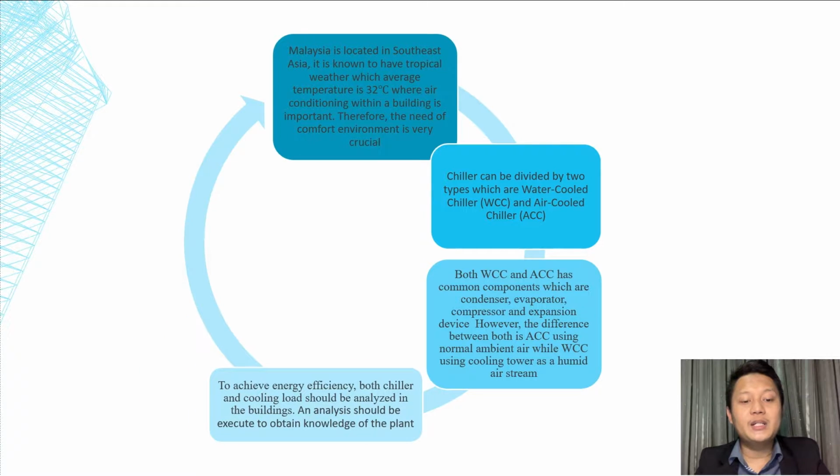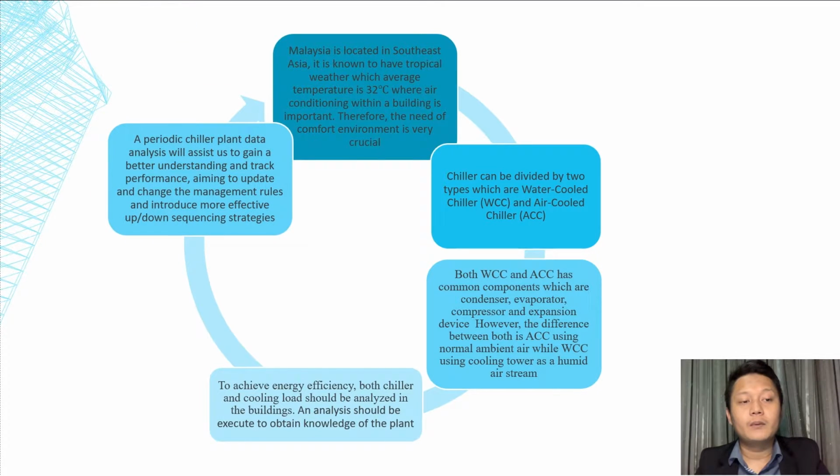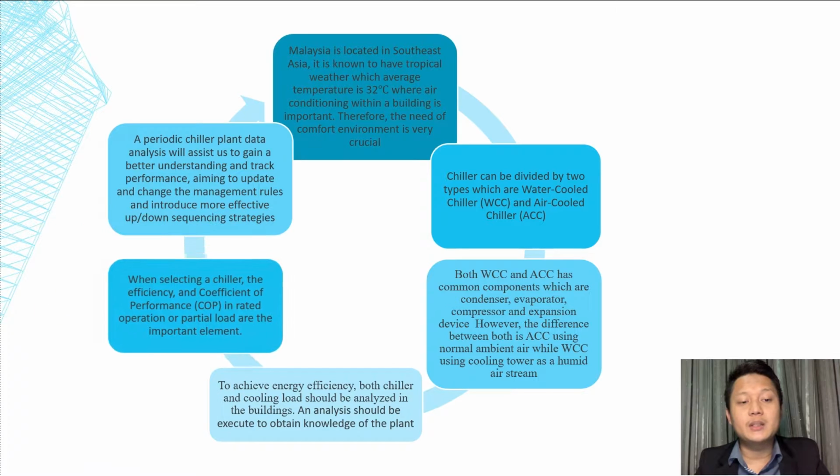To achieve energy efficiency, both chiller and cooling load should be analyzed in the building, and analysis should be executed to obtain a knowledge of the plant. A periodic chiller plant data analysis will assist us to gain a better understanding and track performance, aiming to update and change the management rule and introduce more effective up or down sequencing strategies.